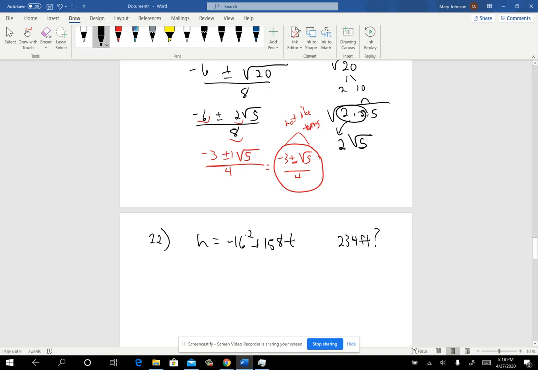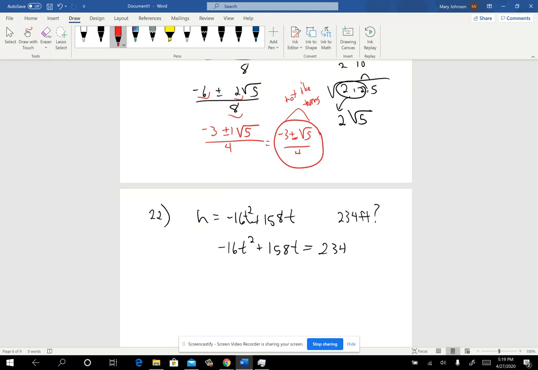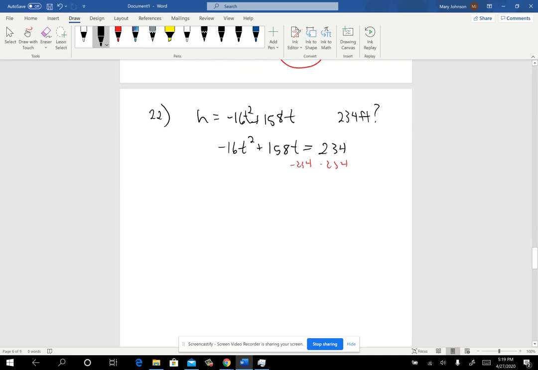When I copied this, I didn't put my T right there. Let me put that back in. So basically I want to know when this right here, which represents the height above the ground, or the distance from the ground, is going to be 234 feet. So what we would do is subtract 234 to get a 0 on one side. When we do that, we get negative 16t squared plus 158t minus 234 is equal to 0.